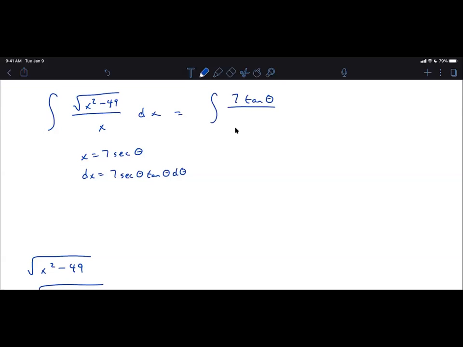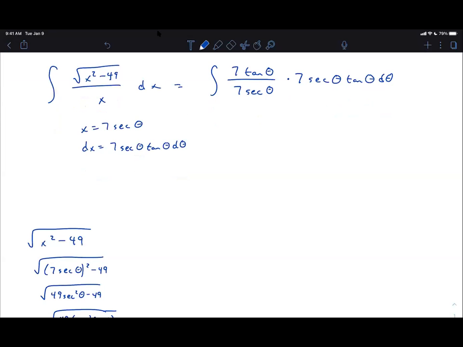The x in the bottom gets replaced with secant. And the dx gets replaced with 7 secant theta tangent theta. Let me make that a little bit neater: 7 secant theta tangent theta d theta. Now, there's a lot more to do still, but are there any questions so far? Is everybody starting to get that at this point?